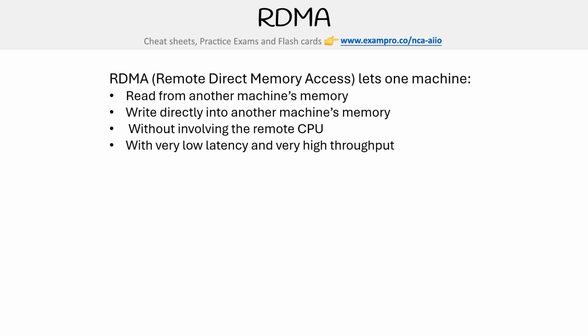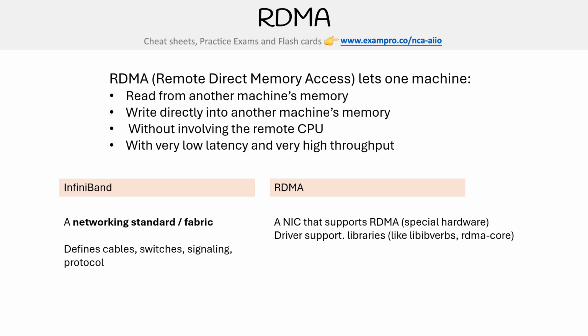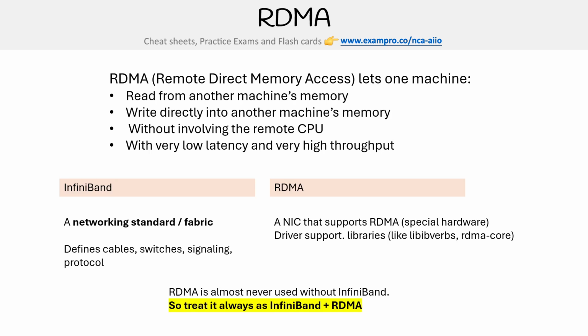And so you'll often hear InfiniBand along with RDMA, as if sometimes InfiniBand does not necessarily go with RDMA, but InfiniBand is a networking standard or fabric and defines cables, switches, signals, and protocols. RDMA is a NIC that supports RDMA, so special hardware for RDMA. It has driver support. It has libraries to utilize RDMA, so basically the software to utilize it. And RDMA is almost never used without InfiniBand. So treat it as always InfiniBand plus RDMA, and you'll have a really easy time, okay?